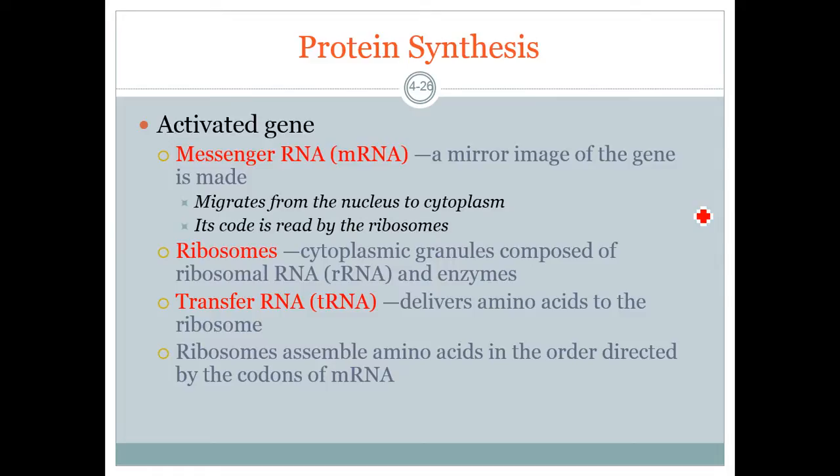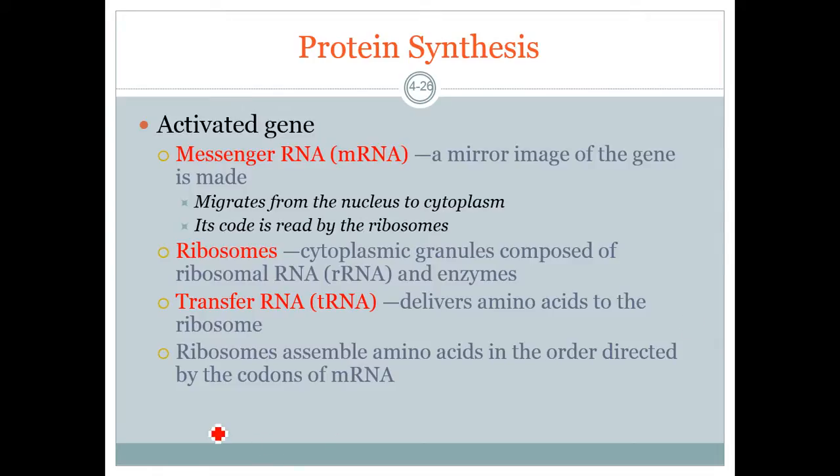Now we have the ribosomal RNA. We have our ribosomes, the cytoplasmic granules. They're composed of the rRNA and enzymes. Our transfer RNA, they're going to deliver these amino acids to the ribosomes. Now the ribosomes, they're going to assemble amino acids in order directed by the codes of the RNA.